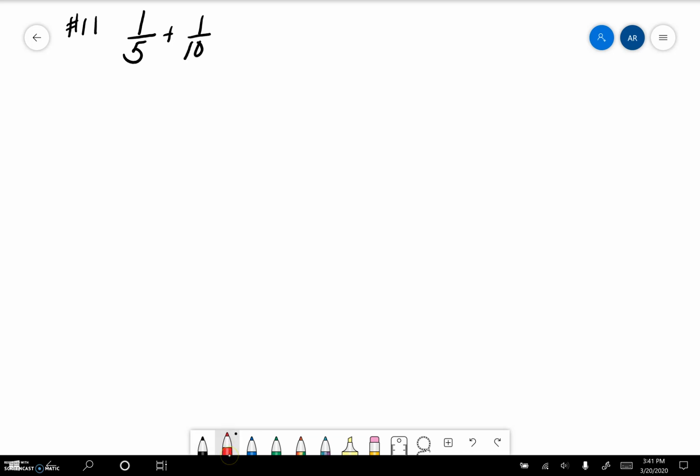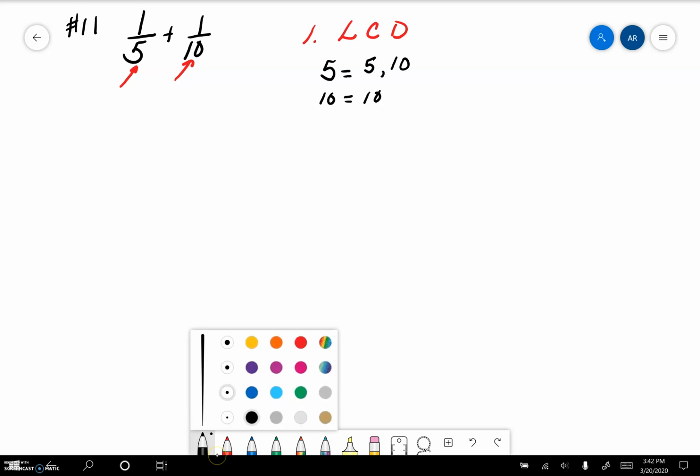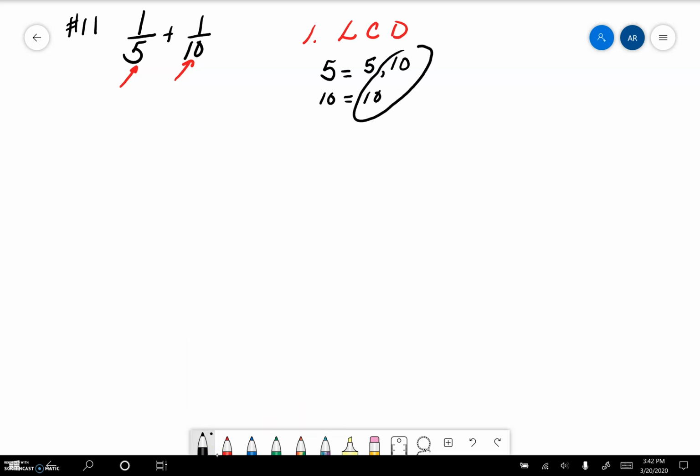First thing I do, I look at it and I'm like, my denominators are not the same, so I cannot add those. So the first thing I need to do in step 1 is find my lowest common denominator. How I do that is I have a 5 and I have a 10. So I start thinking to myself, okay, well, 5 times 1 is 5, 5 times 2 is 10. Up there you go, because 10 times 1 is 10. There is the lowest common denominator, lowest common multiple.